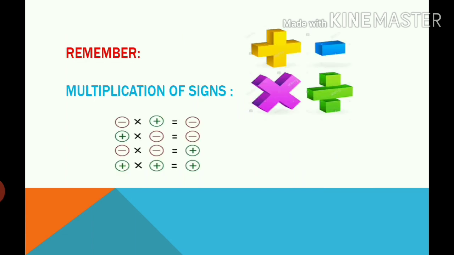Okay, while doing the operations of addition and subtraction of negative numbers, you have to remember the multiplication of sign. You have to remember the rules of multiplication of sign. Here, when you will multiply minus and plus, you will get minus. And when you will multiply plus and minus, you will get minus. And when you will multiply minus with minus, you will get plus. In the same way, when you will multiply plus with plus, you will get plus.